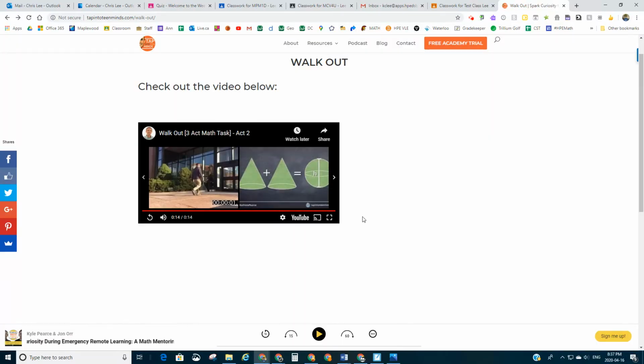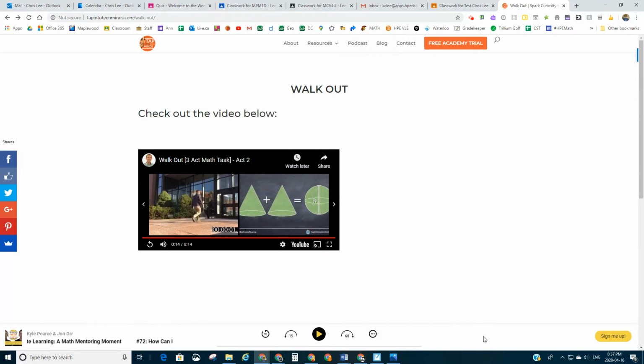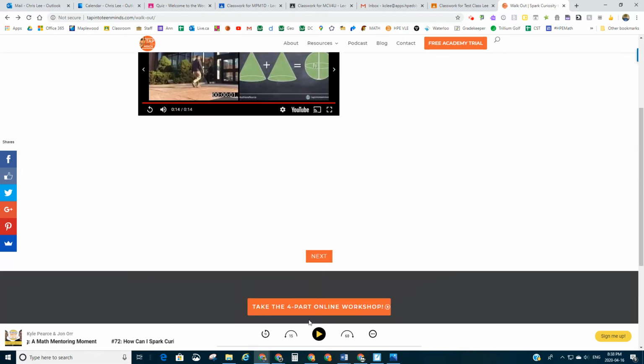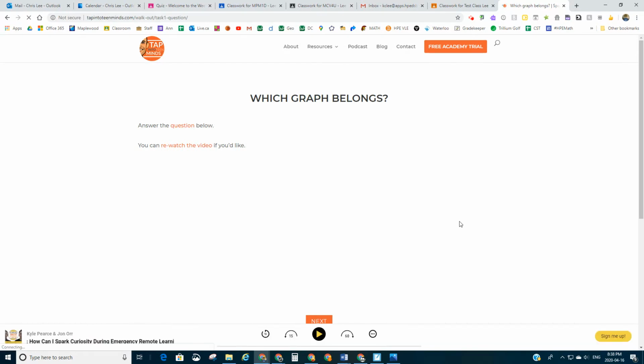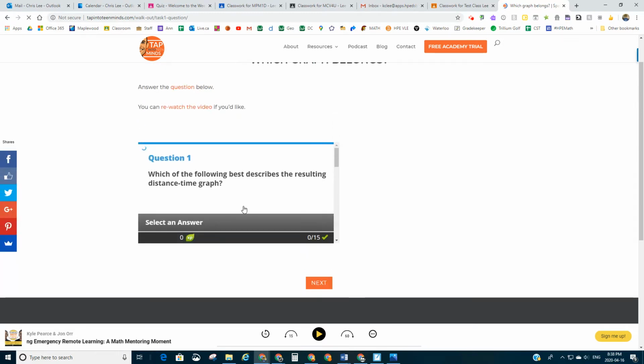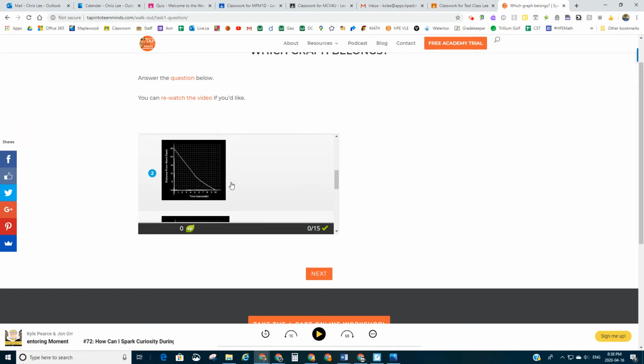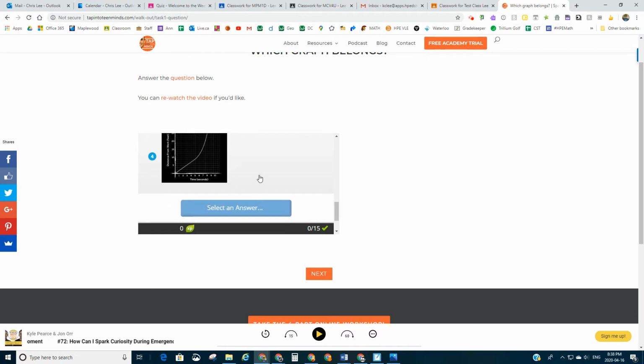Okay, so we've clicked and watched the video. So now to move on to the next slide, you're actually going to scroll down and find the next. So the next is hidden by this podcast, so don't push any of these buttons. Scroll down and push next. All right, so the next page is going to load up, and it's going to ask you a question. Now, here's the catch. So this question here, which of the following best describes the resulting time graph, distance versus time graph, and you're going to go and look through all of these and make a choice.